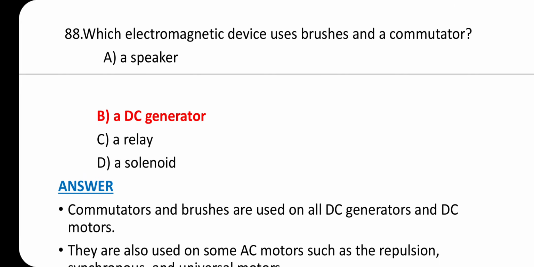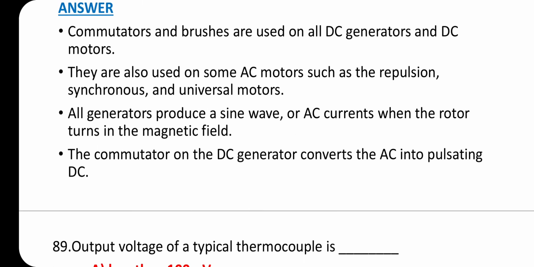88. Which electromagnetic device uses brushes and commutator? Answer is option B, a DC generator. Commutators and brushes are used on all DC generators and DC motors. They are also used on some AC motors such as repulsion, synchronous and universal motors. All generators produce a sine wave or AC current when the rotor turns in the magnetic field. The commutator on the DC generator converts AC into pulsating DC.